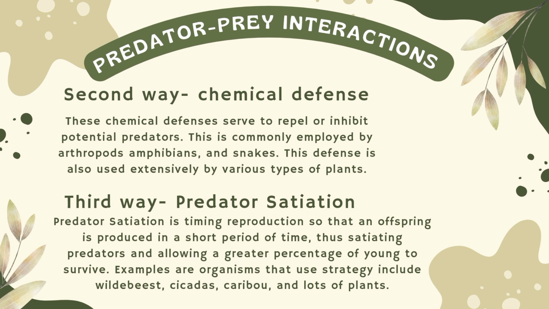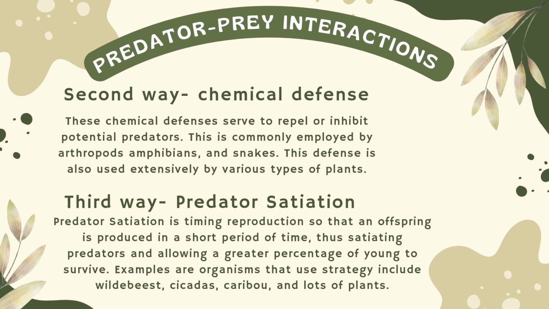Third way, predator satiation. It is timing reproduction so that offspring are produced in a short period of time, thus satiating predators and allowing a greater percentage of young to survive. Examples of organisms that use this strategy include wildebeests, cicadas, caribou, and lots of plants.